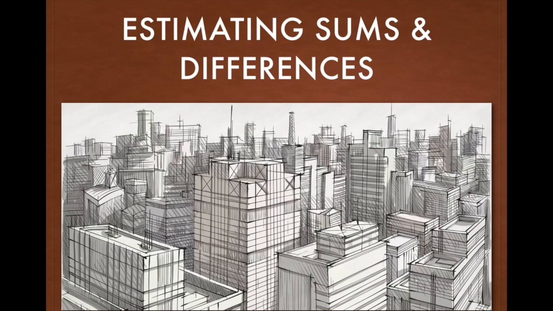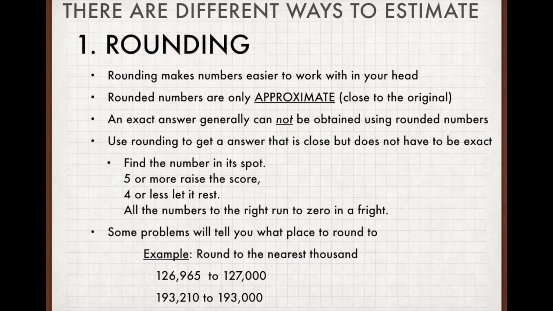Estimating sums and differences. The first way in which we can estimate sums and differences is rounding. We focus on rounding in section 1.1. Rounding is only approximate, close to the original.